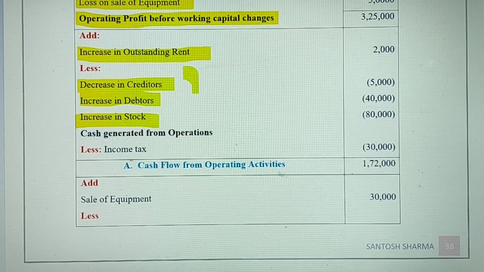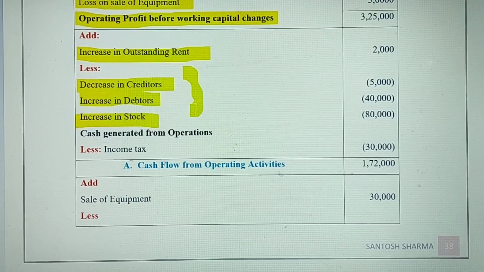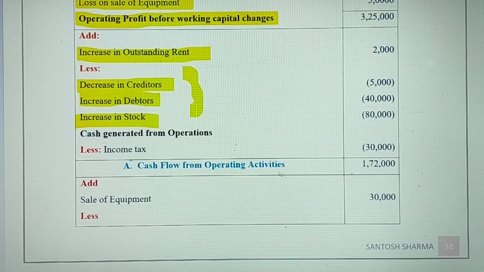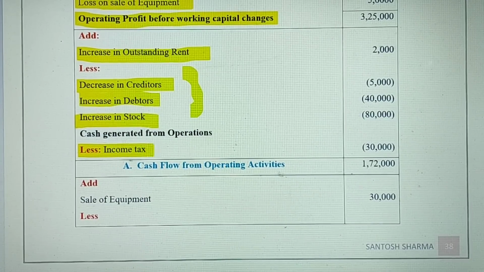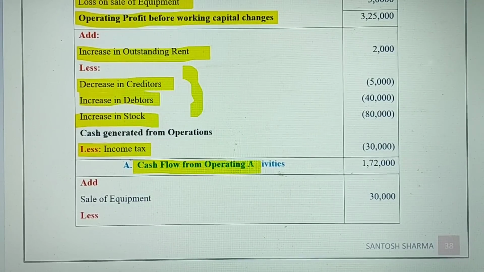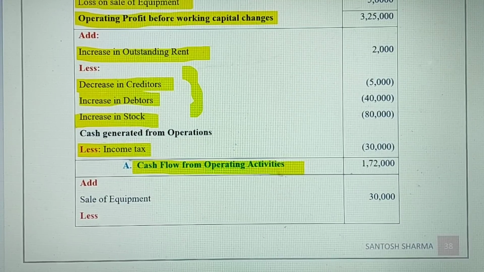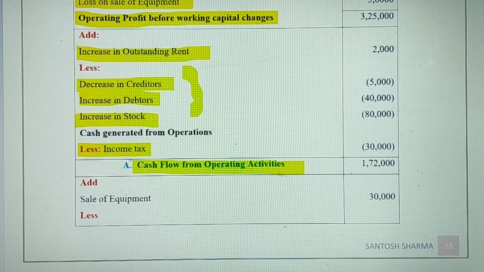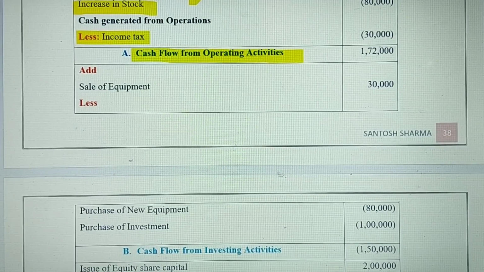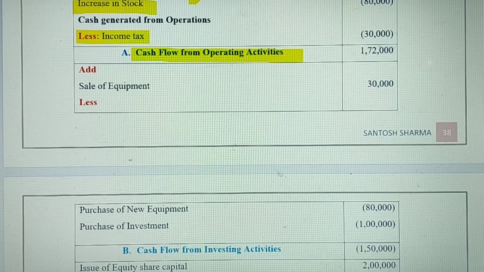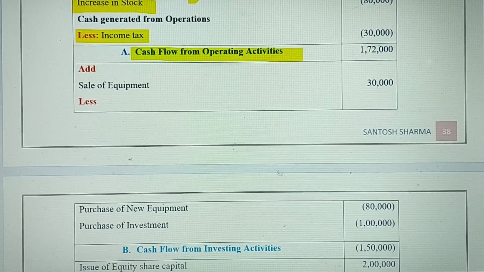All this you have to find from the differences of the two balance sheets of the two years given in the question, and you will deduct the income tax. So this is how you get cash flow from operating activities. Cash flow statement is prepared in three steps: one is for operating activities, the other is from investing activities, and lastly from financing activities. And we are going to add them to get the total cash flow.